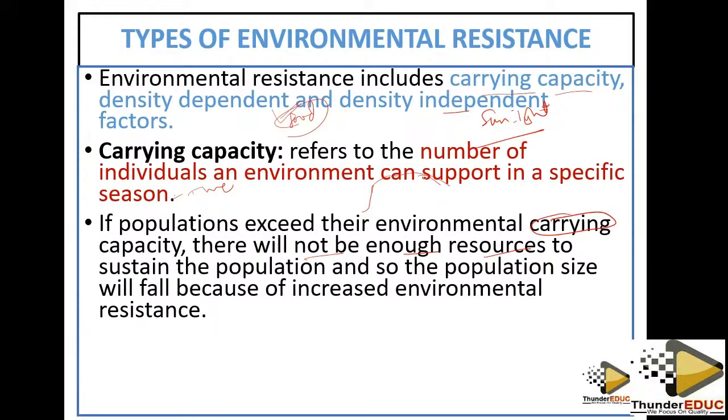So carrying capacity is the maximum number of individuals an area can support without stress within a specific period of time. So if carrying capacity is exceeded, automatically these resources will start to be short. And if they become short, it means that the population size will fall. You see, it will decrease because of the increased environmental resistance. These are the environmental resistance: maybe you don't have space for houses, maybe you don't have enough food. So environmental factors will come in.